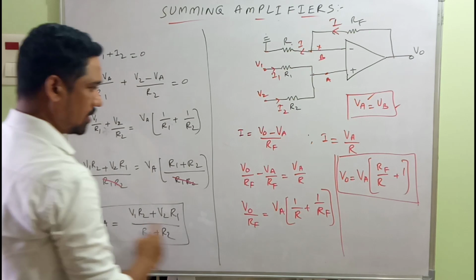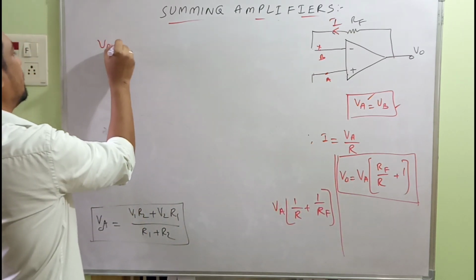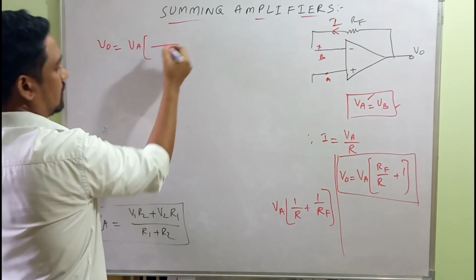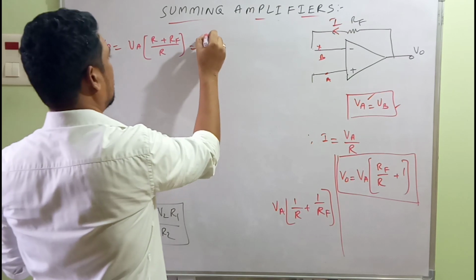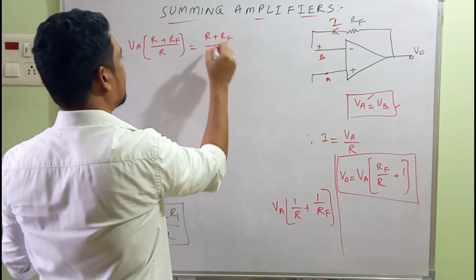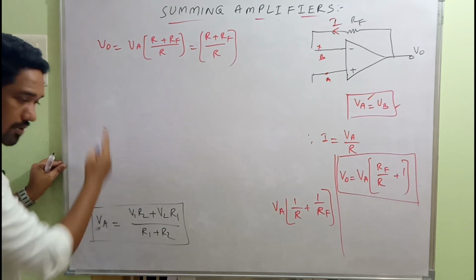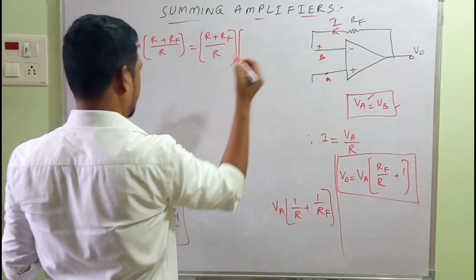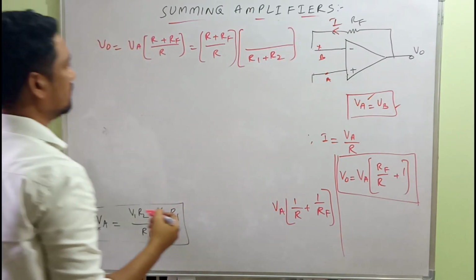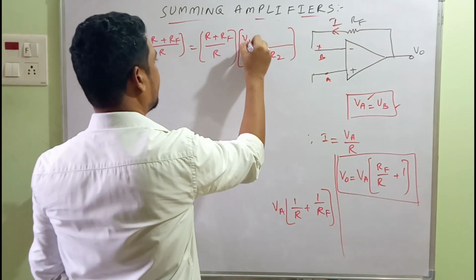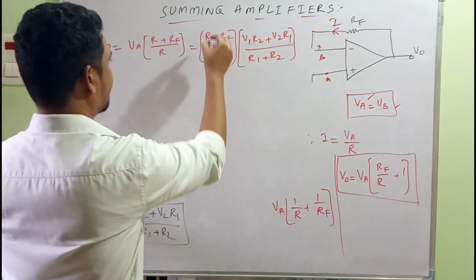So which VA? I guess the same VA could be plugged over here, right? Make a note, please. We have the expression for V0 over here. V0 is equal to VA times R plus RF, simplifying straight away that one. And this R plus RF by R as it is from the previous expression, and plugging in the value of VA from the previous derivations, right? So that value into R1 plus R2 over here, isn't it? And in the numerator we have V1 R2 plus V2 R1, right? And here I guess this gets cancelled, this one.